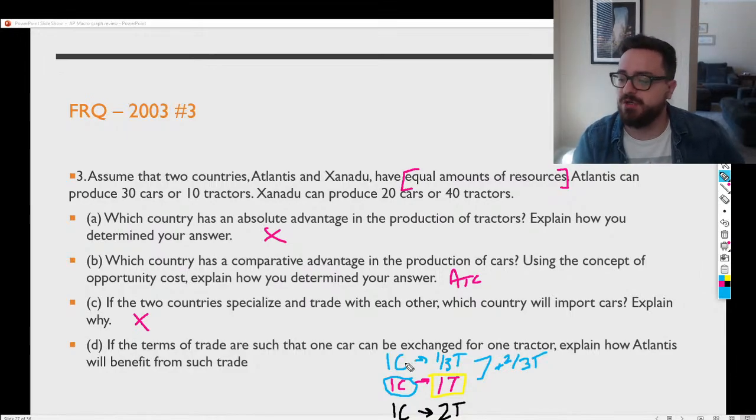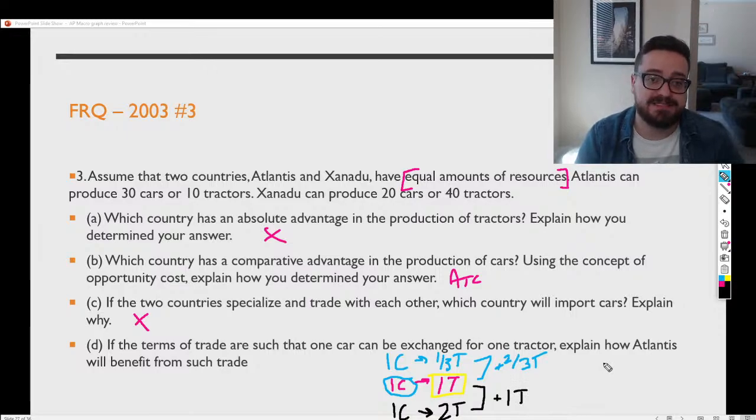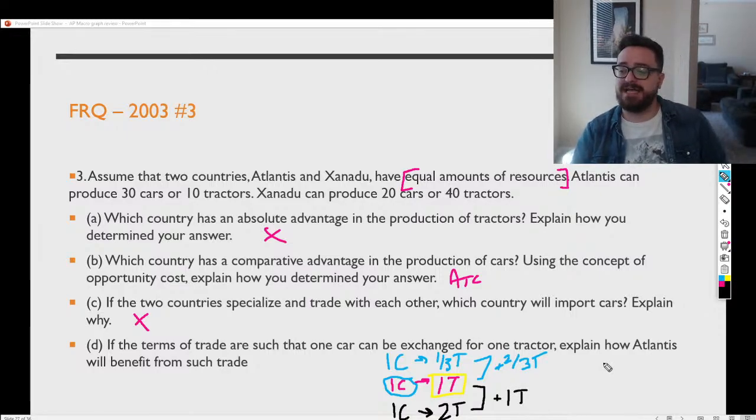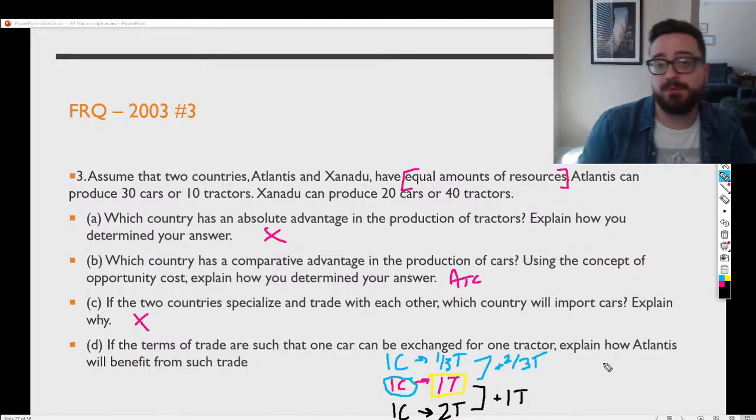But to explain it for Xanadu, Xanadu is also benefiting here. People mess this up. They're like, Xanadu's getting less than before. 2 is bigger than 1, this hurts them. Guys, I swear to God, Xanadu's the one trading away the tractors. They're getting cars. They used to give up 2 tractors for 1 car. Now they're giving up 1 tractor for 1 car. Not only is Xanadu benefiting, they're benefiting by more than Atlantis is. Because they are actually getting an entire additional tractor. It's saving them money. It is now cheaper for them.